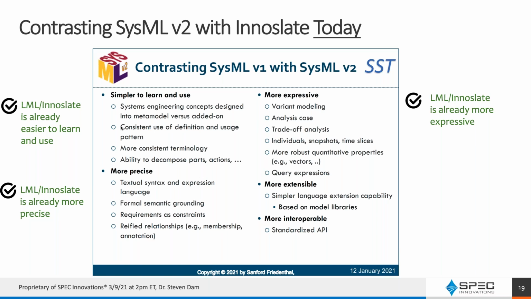Individual snapshots and time slices, yes. And in fact, we're doing some things that'll give you even more capability in that direction very soon. More robust quantitative properties, vectors. Now, you can do vectors in Innoslate. It's just not as simple as perhaps we'd like it to be. So I'm again looking into that one a little bit. And query expressions, though, are very robust in the tool.